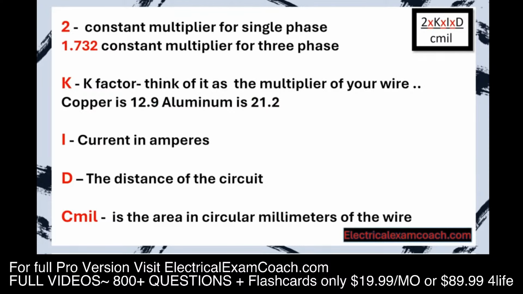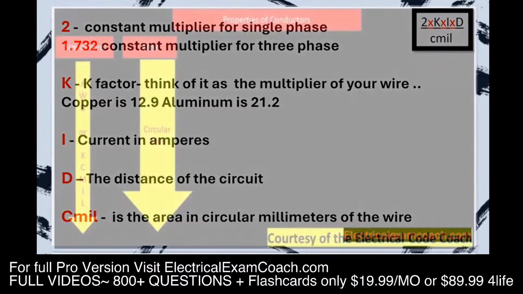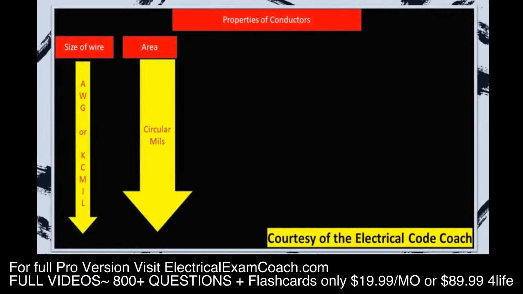To find the C mils of a wire, we need to head to Chapter 9, Table 8. It's toward the back of the book in the Chapter 9 tables. Go ahead and head there now. When we get there, we find that there's a lot going on with the table, but just like every other table, we only need to focus on what we need to focus on.